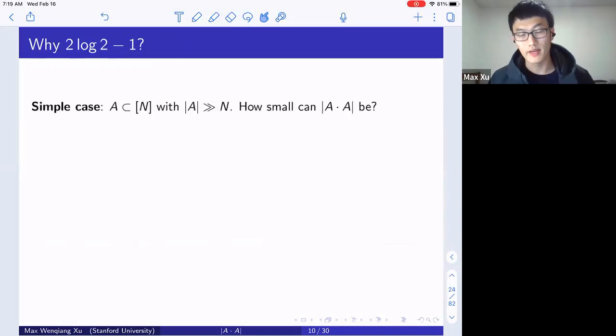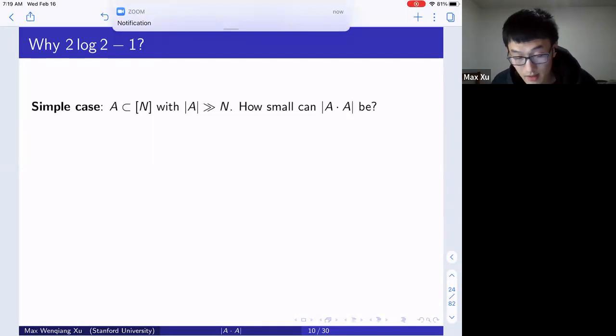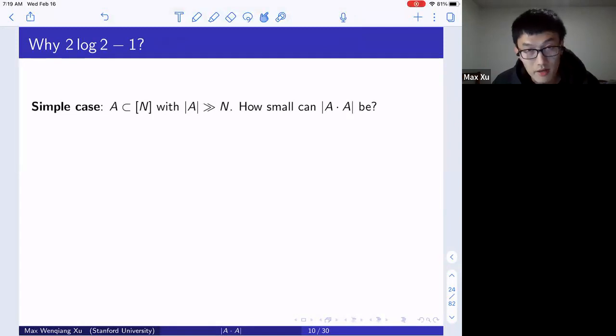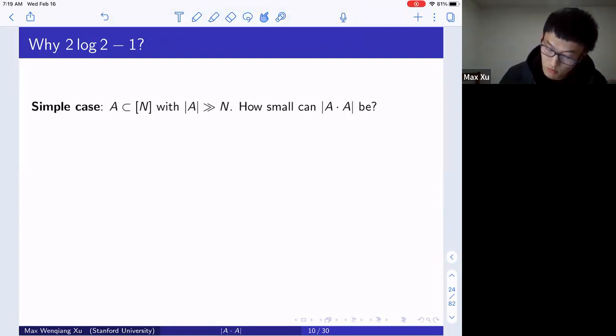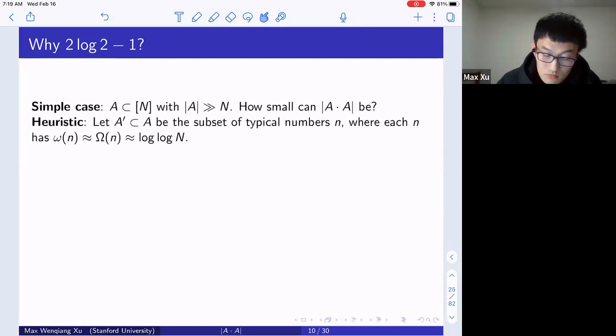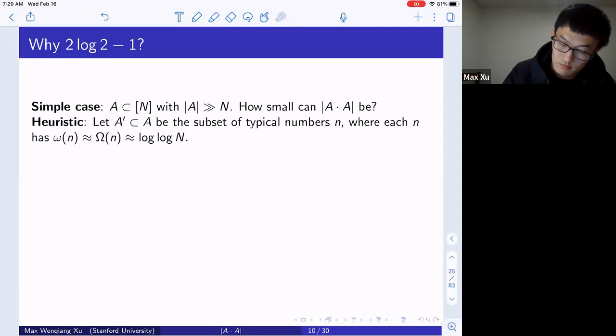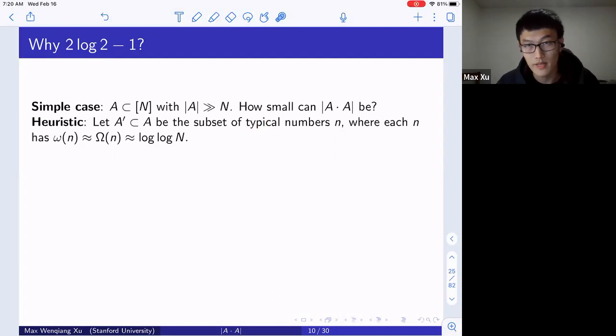So let's just consider a simple case. If A is a subset of N, and we know that the density of A is, let's say, at least constant, then how small can A dot A be? I hope this heuristic argument makes sense and is not misleading. Let's choose A prime to be a subset of A, and we pick all those typical numbers. By typical, I mean in the sense of the Hardy-Ramanujan theorem. That means we pick all the n such that omega of n is roughly log n.